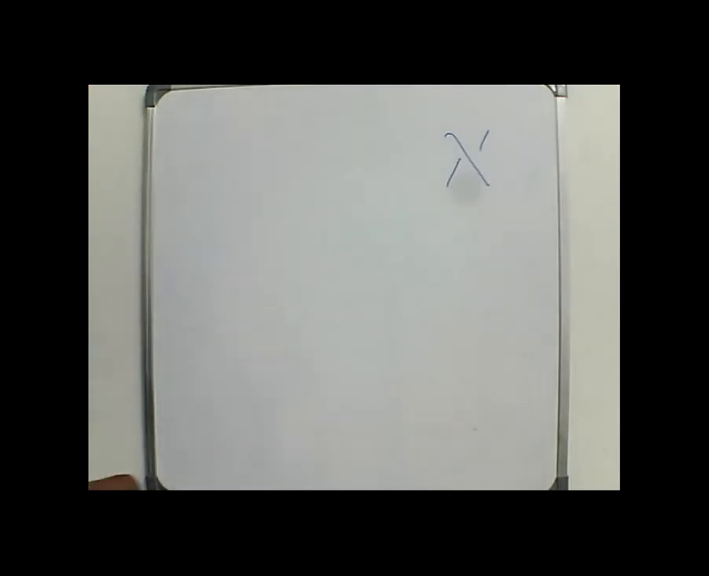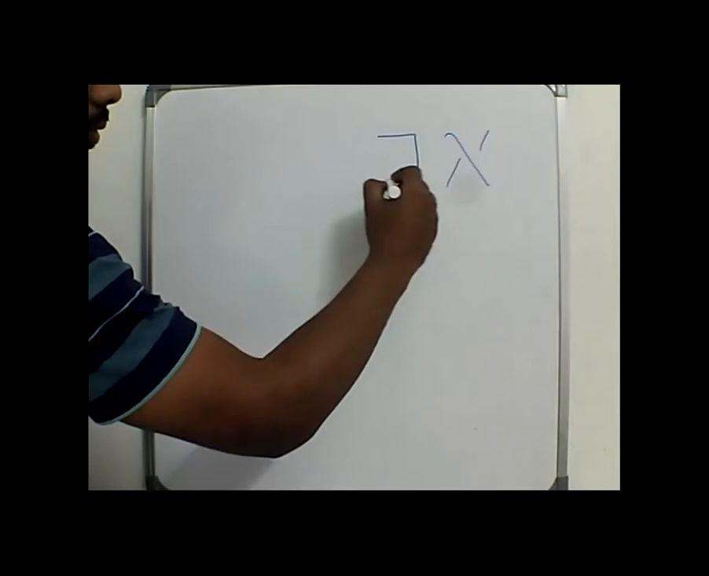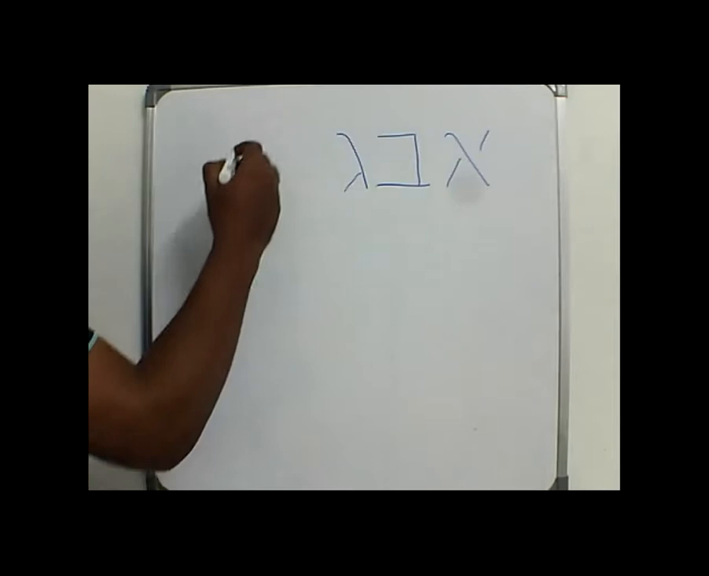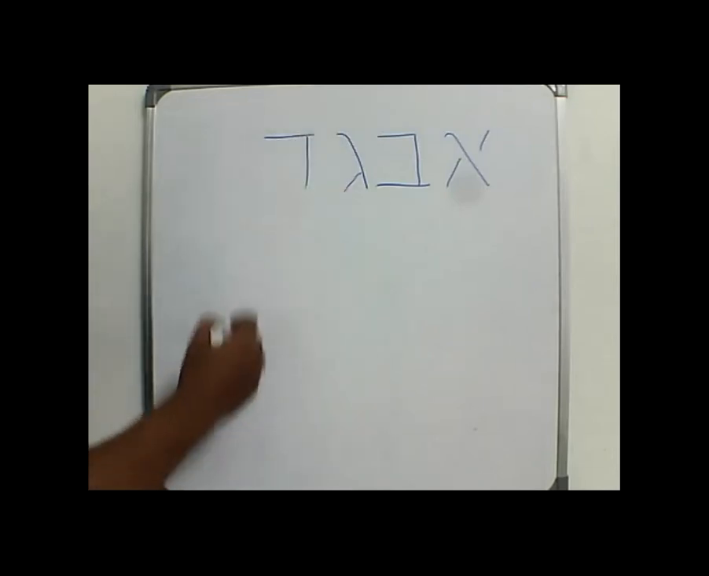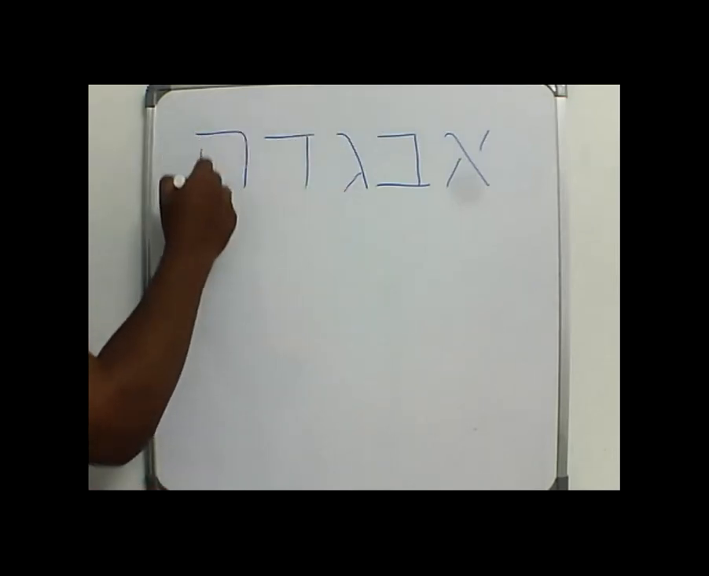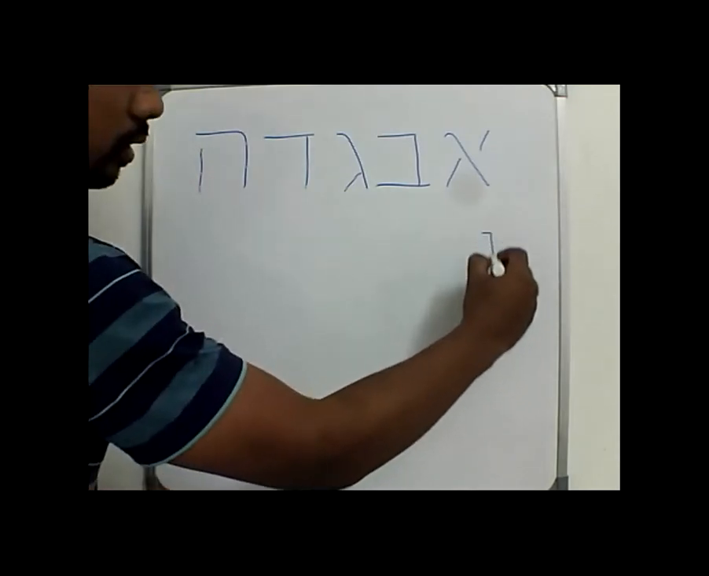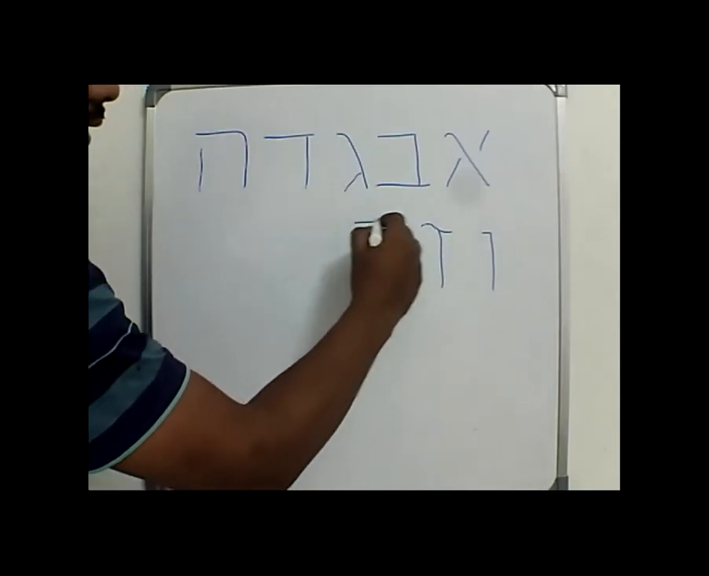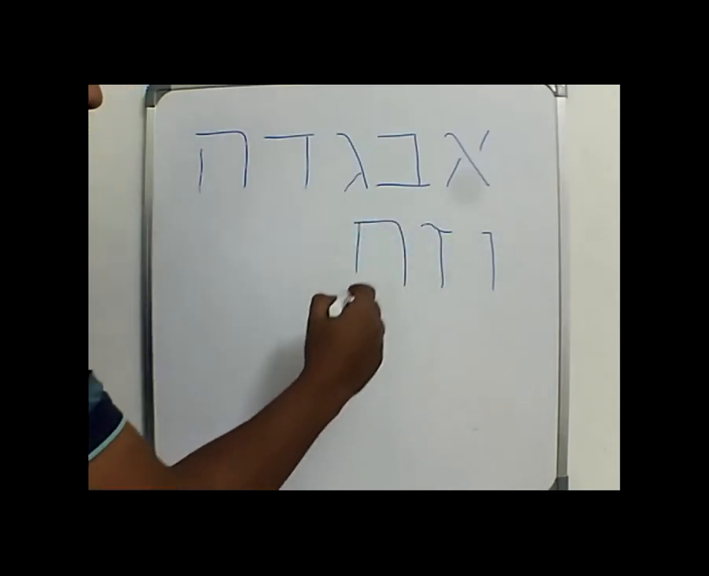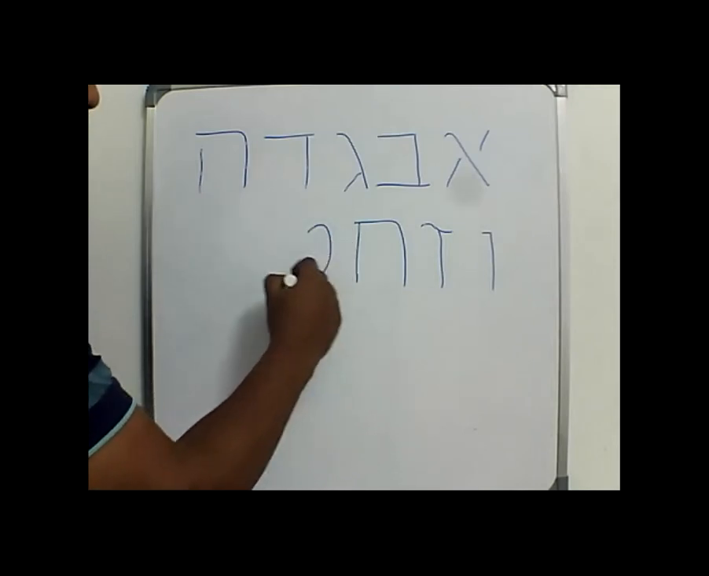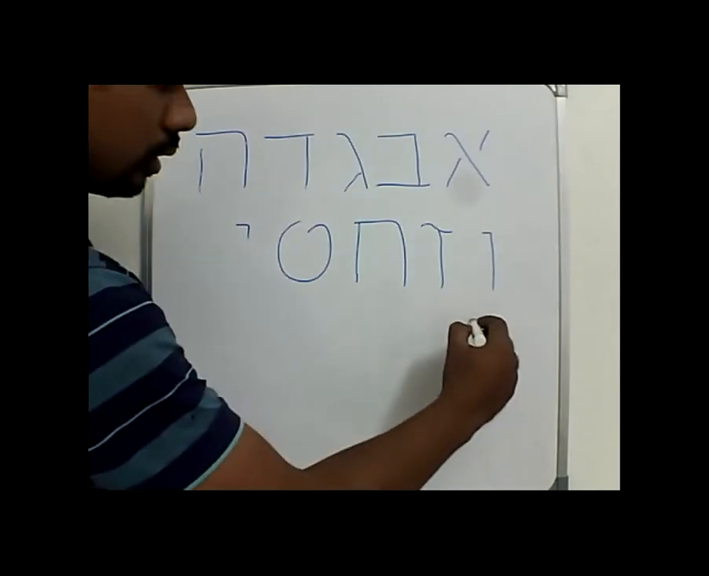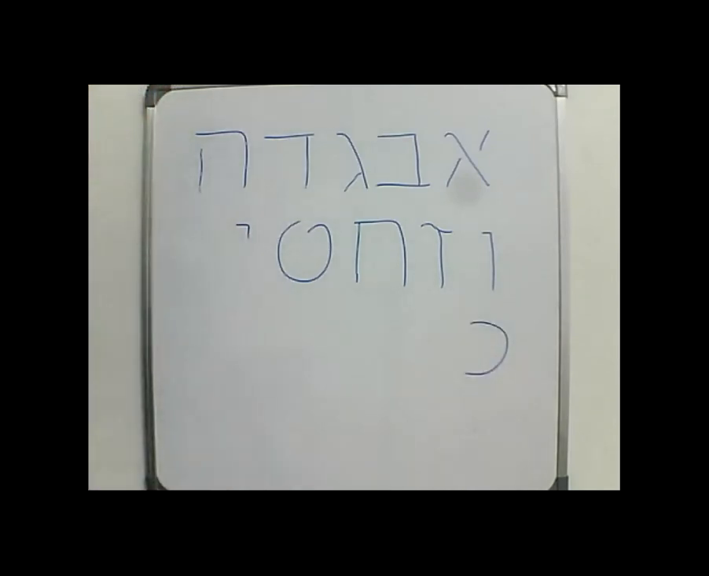So Aleph, you all know Aleph, Beit, and Gimel, Dalet, Hey, Vav, Zayin, Chet, Tet, Yod, and Kaf. Okay, we have studied up to this, right?